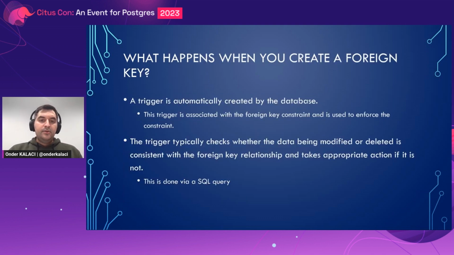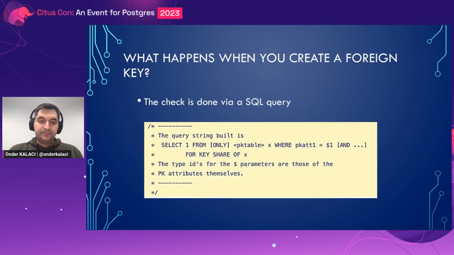Okay. So what happens when you create a foreign key in Citus and Postgres? Under the hood, Postgres and Citus create a trigger per foreign key. The trigger is associated with the foreign key constraint, and it's used to enforce the constraint. The trigger typically checks whether the data being modified or deleted is consistent with the foreign key relationship and takes the appropriate actions. Under the hood, what's actually happening is running a SQL command.